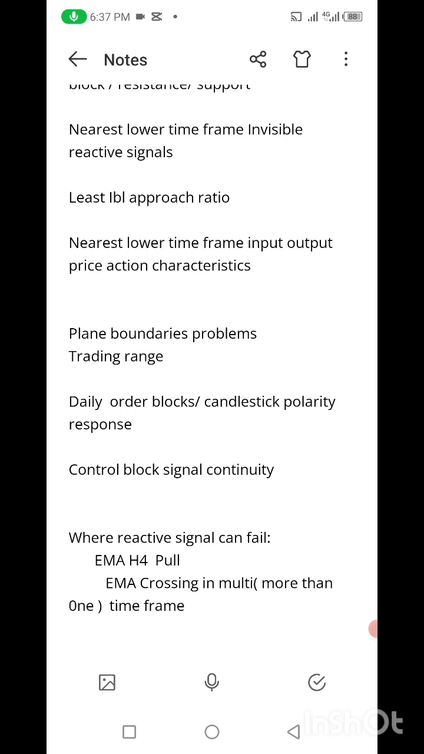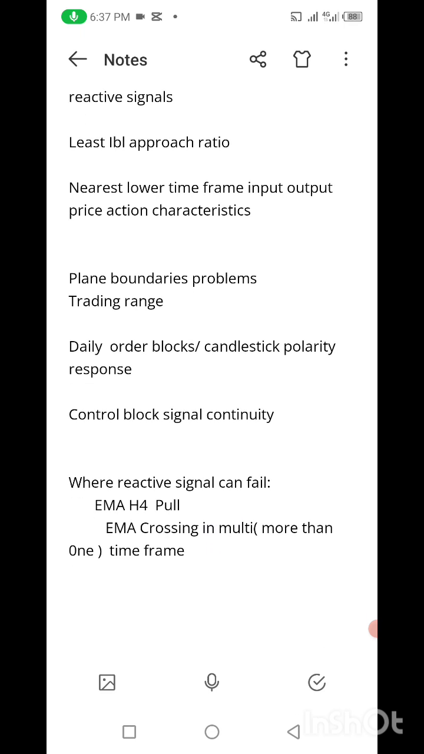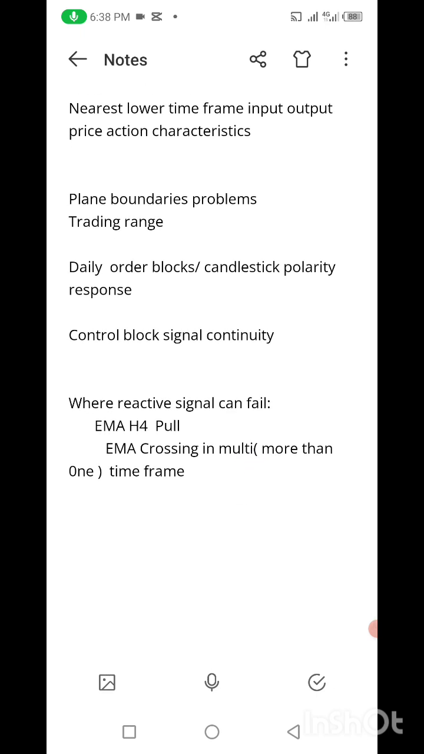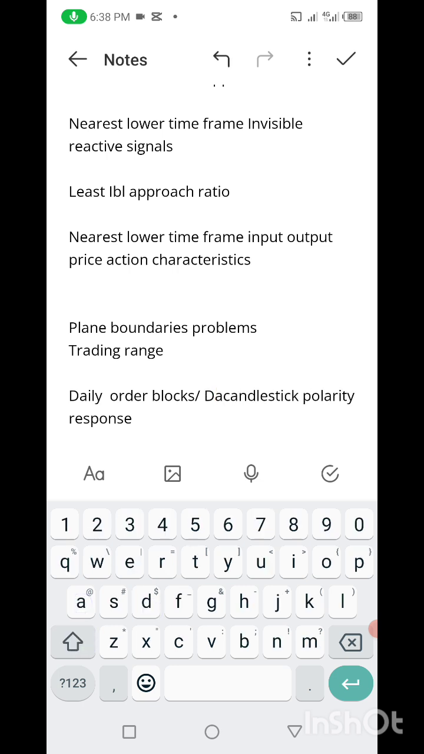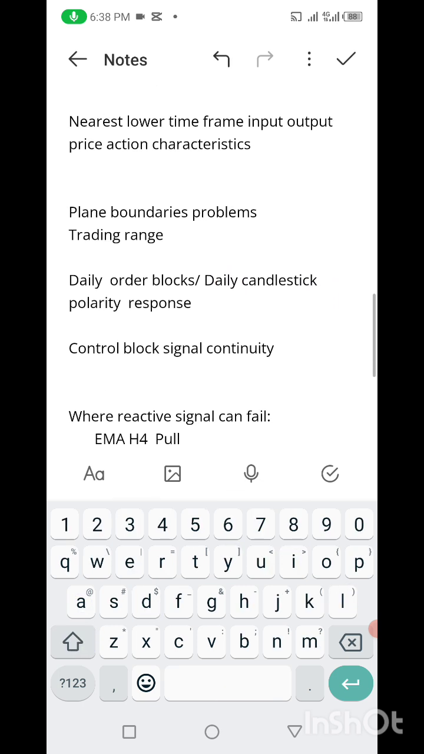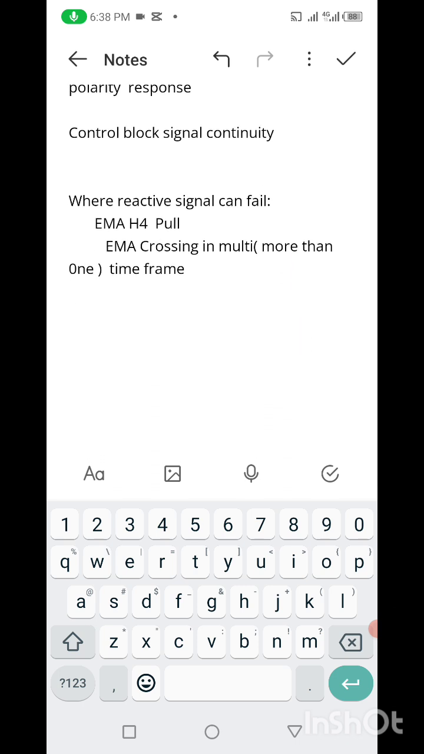problem, trading range, daily order blocks or candlestick polarity response. This means daily order block or daily candlestick polarity response, control block signal continuity, where reactive signal can fail.